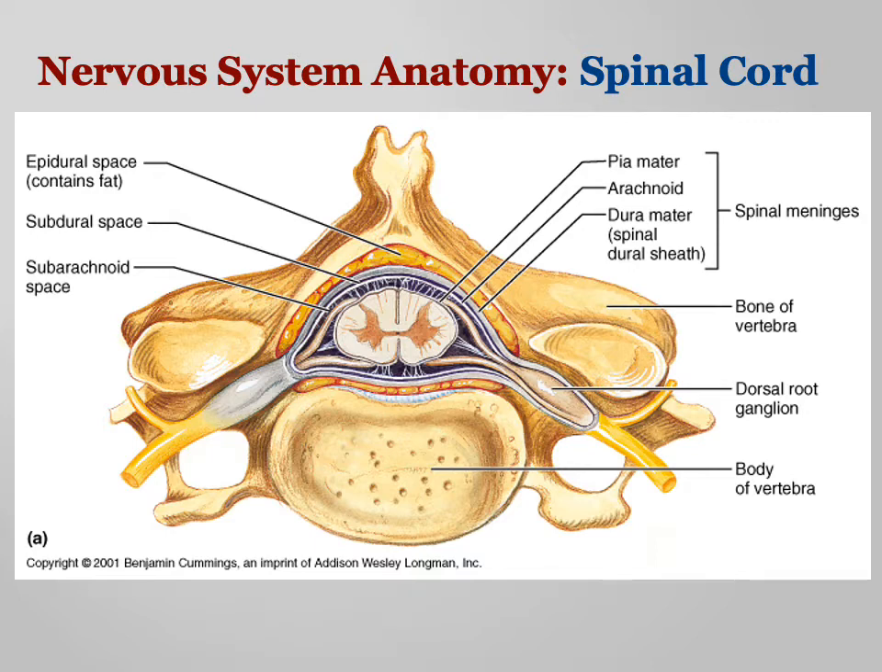And then when you look at the cross section of the spinal cord, you can see the dorsal horns and the ventral horns. Notice the ventral horns are big and wide because they have the cell bodies of the motor neurons, whereas the dorsal root ganglion has the cell bodies of the sensory neurons.